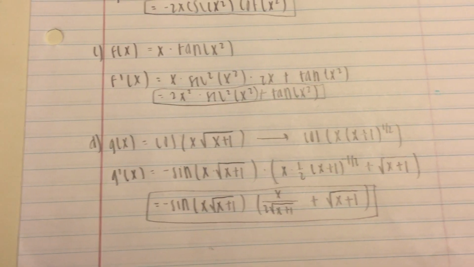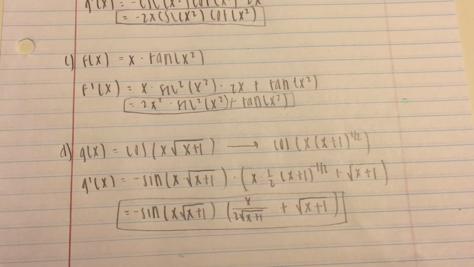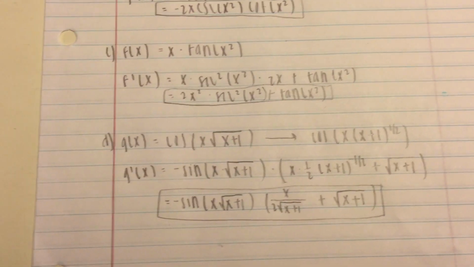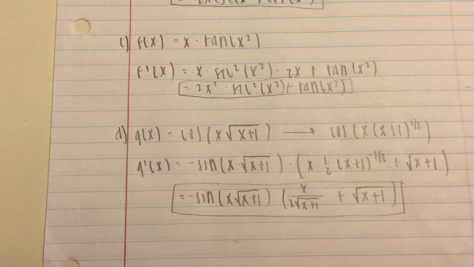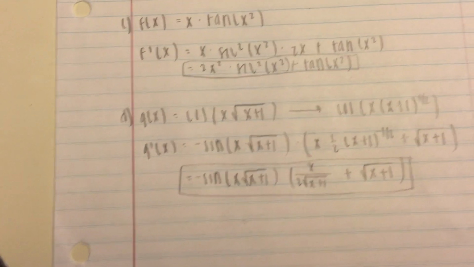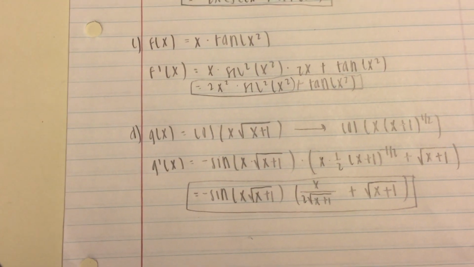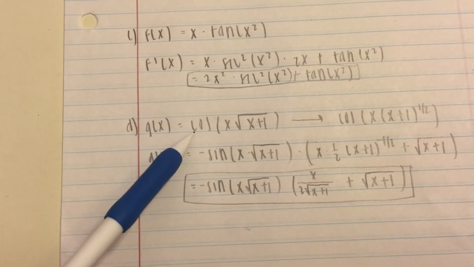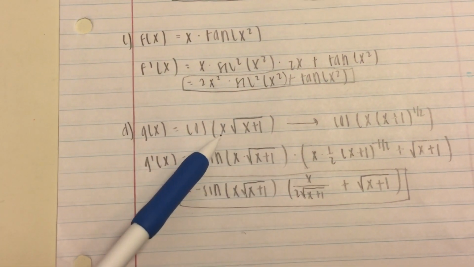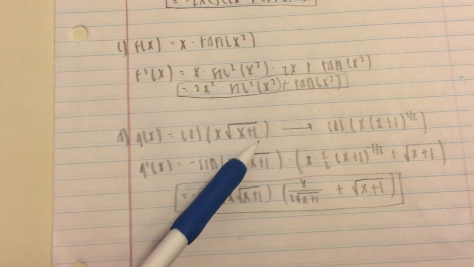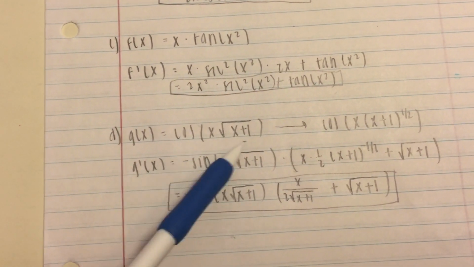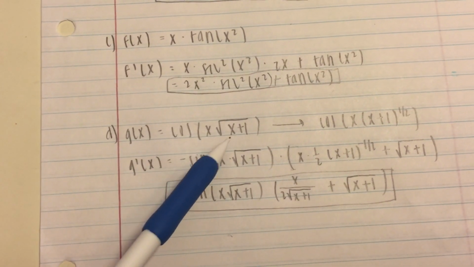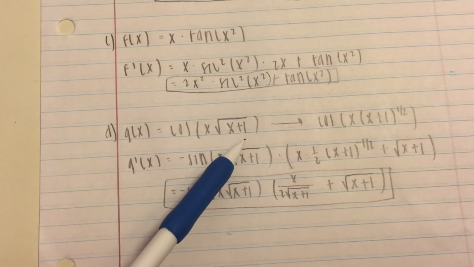I just rewrote that as cosine of x times (x plus 1) to the 1/2 power. To solve this, we're going to have to use both the chain rule and the product rule. We have to use the chain rule because there's a function within a function. The outside function is cosine and the inside function is x times root x plus 1, but in the inside function there are two separate functions, so we have to use the product rule.